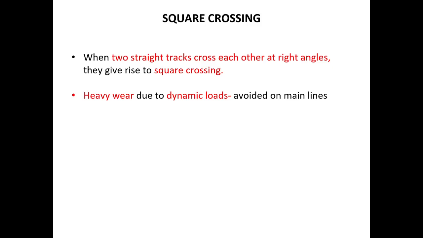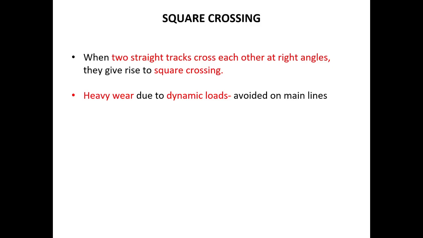Why is square crossing not used? Because it causes heavy wear of rails or wheels due to the dynamic loads. So the square crossing is not used. Mainly acute angle crossing or diamond crossing is used, but square crossing is not used.